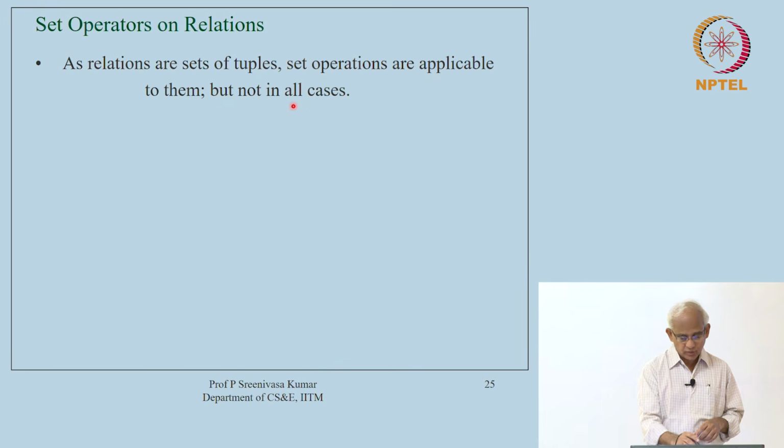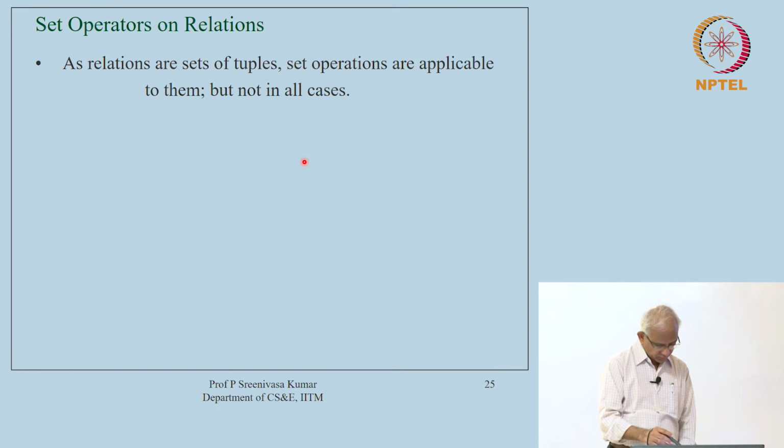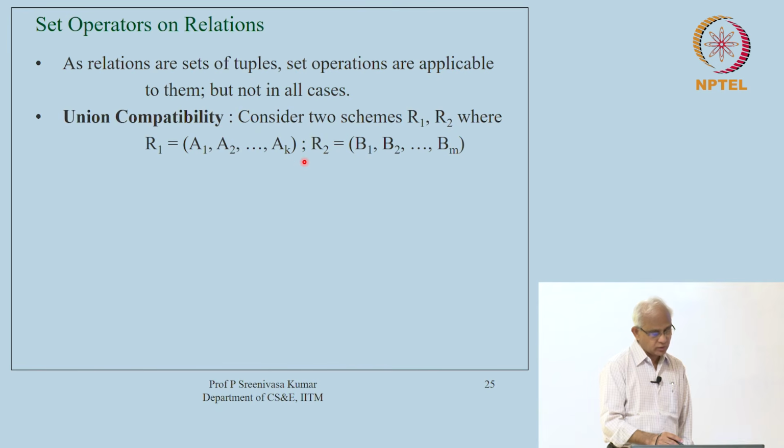So, it is required that we put some kind of condition before we can make use of these operators, the union, difference and intersection operators. That condition is what is called union compatibility. So, basically we are just checking whether two relations are compatible for applying these union, difference and intersection operations.